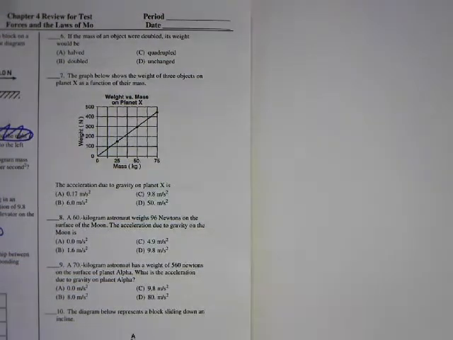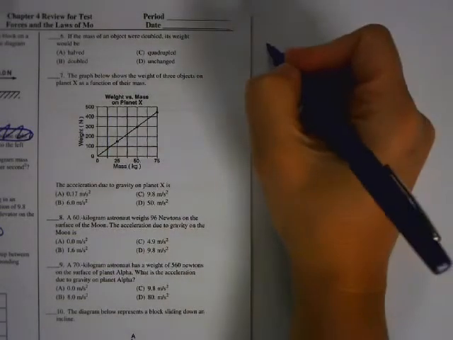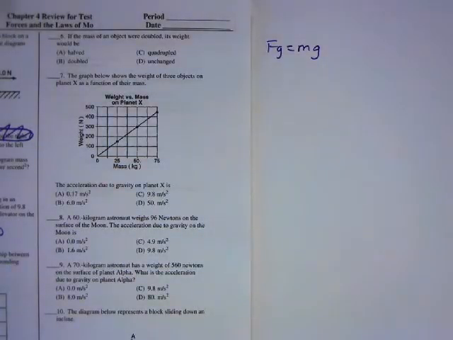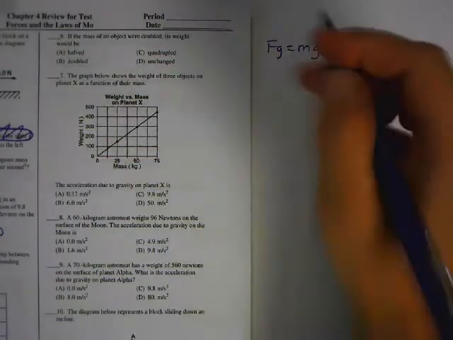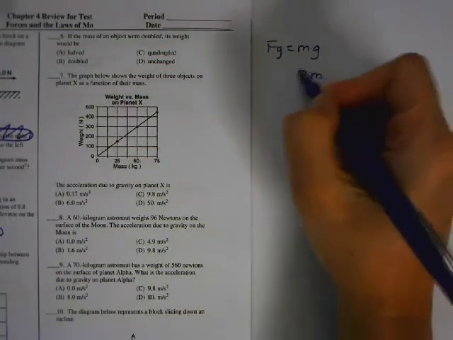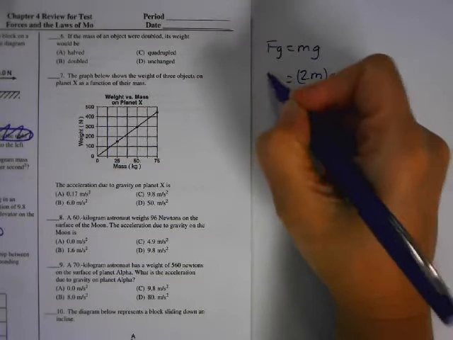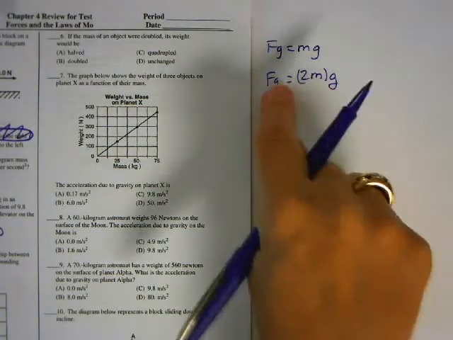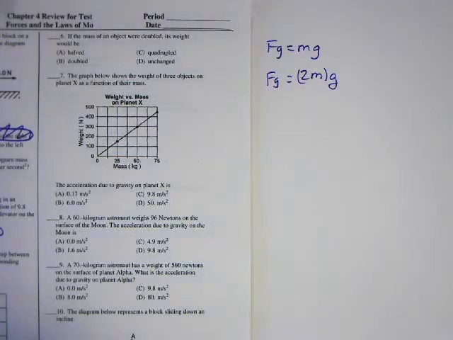Okay, number 6. If the mass of an object were doubled, its weight would be... So if you look at the equation, F of g is equal to mg, and they do these types of questions on all standardized tests. Now they're saying if I double the mass, so now instead of m, I'm going to have 2m times g. So how is my weight going to be affected? These are directly proportional, so it would also be doubled.